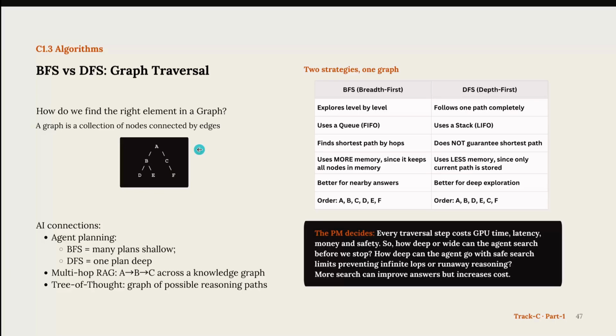How is this relevant in agent connections, like we saw in session A, agent planning? Let's look at the strategies, one per graph, and then come back to this. In breadth first search, it explores level by level: it first finishes A, then goes to B and C, then to D, E, F, like it's listed in the order here.